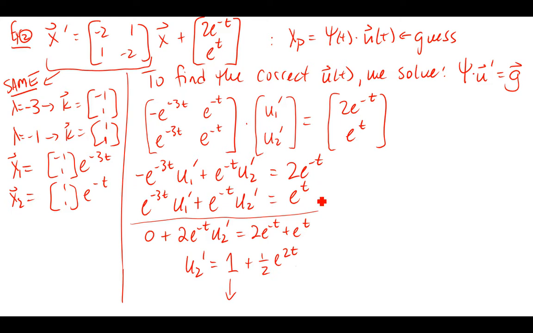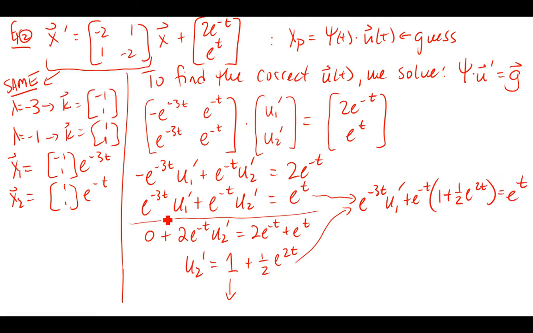So for that, I'm just going to go back to either equation. Maybe I'll take the second one. And I'm going to take this as a substitution for, in this case, u2 prime. If I plug in what I just discovered that is, I should be able to get a reasonable equation. So e to the negative t, and instead of u2 prime, let me fill this in: 1 plus 1/2 e to the 2t, and that's got to equal e to the t.